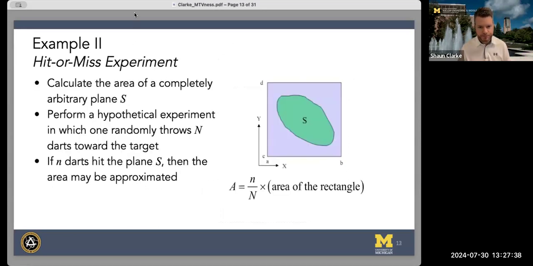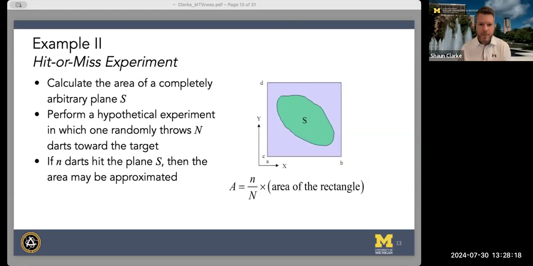Okay, next example. This is going to be a continuous example. So the first one was discrete outcomes of six-sided dice. The second example I want to talk through is a hit or miss experiment. This is another kind of thought experiment problem where for whatever reason, you want to compute the area of this green surface S. And this green surface S is a surface which is not easily defined by any mathematical equation. It's not a nice surface that you can compute the area of analytically.